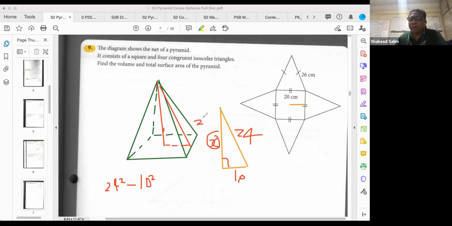Now you can find it already. Okay, what is the formula? Remember, base area times height divided by 3. Where's the base area? This is the bottom part down here. Height you just found already.